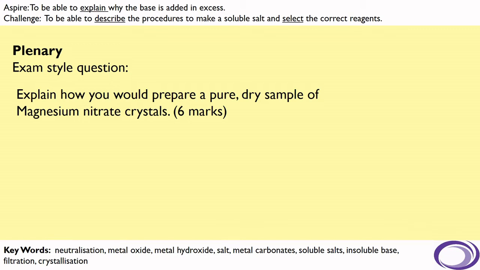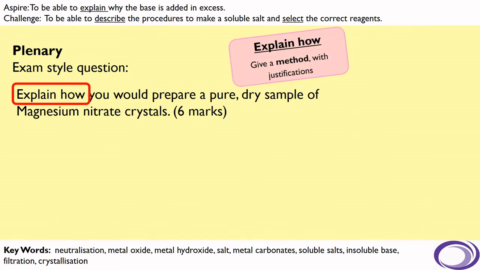It's time for us to check that we can still remember the method from the start of the lesson. So I'd like you to use what we've done so far to explain how you would prepare a pure dry sample of magnesium nitrate crystals. Remember, when we're explaining how, we need to give a method with justifications. And some things we will also need to include in that method are the reagents we are going to use. So what base will you use and what acid will you use if you are wanting to obtain magnesium nitrate?